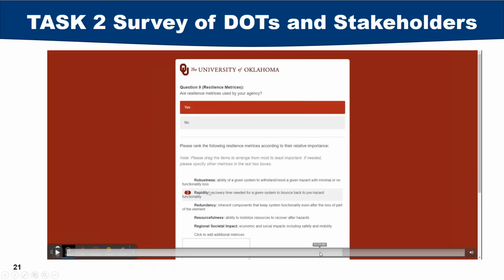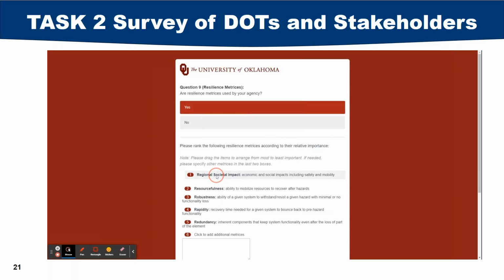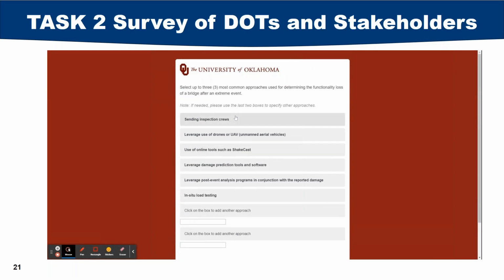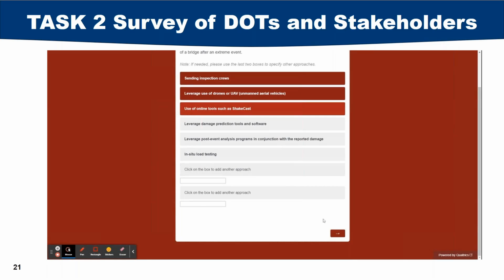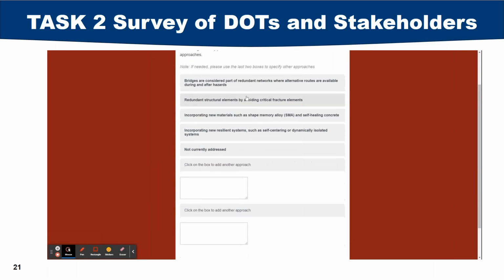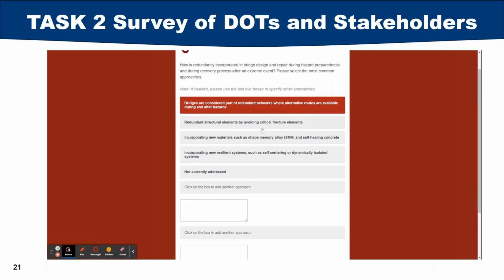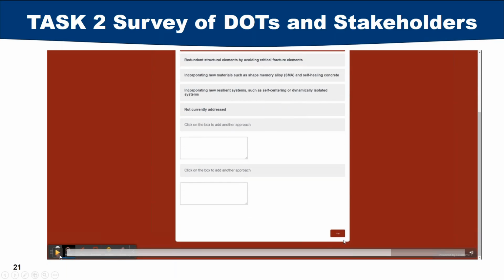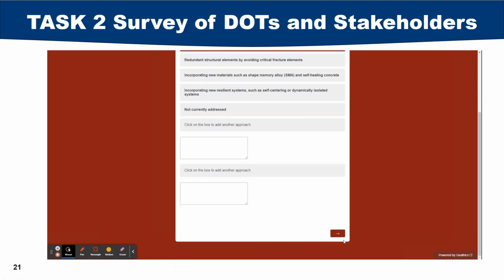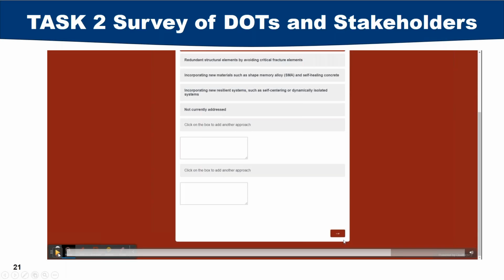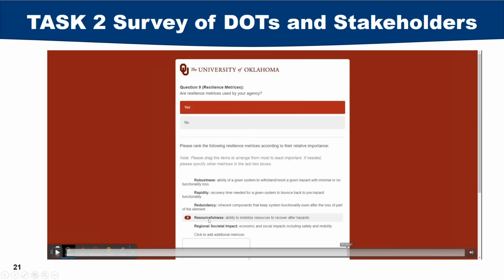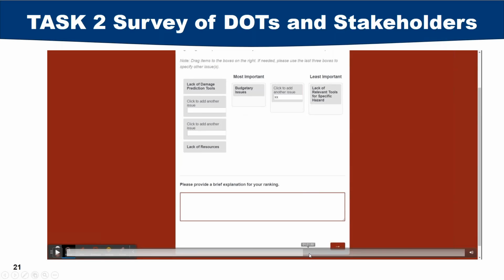And then for each question, we have given them choices to add other things that we may or may not have included. So they could add their own hazard prediction tools and rank them accordingly. Question 7 relates to resilience. So again, we're asking, does your agency quantify the structural resilience of bridges? And if yes, then we have given them a choice: which method do you use in quantifying resilience?